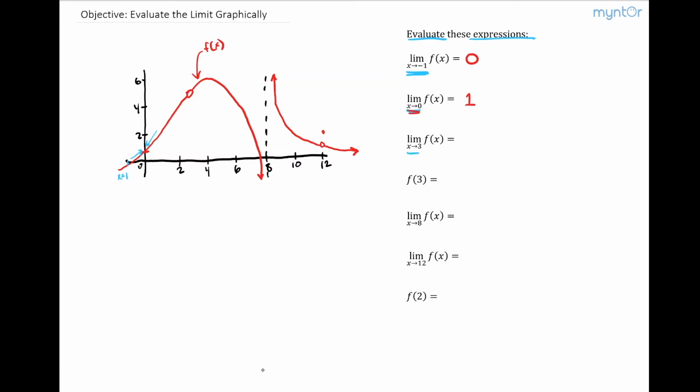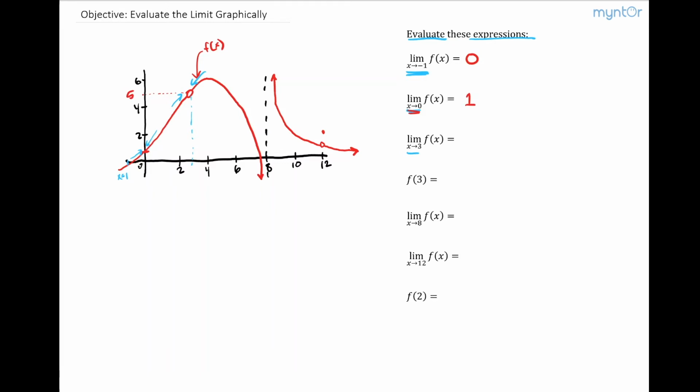What is the limit as x approaches 3 of the function f of x? So x equals 3 is roughly about right here. And as we approach x equals 3 from the left, and as we approach x equals 3 from the right, we see that the value of our function f of x seems to be roughly about 5.